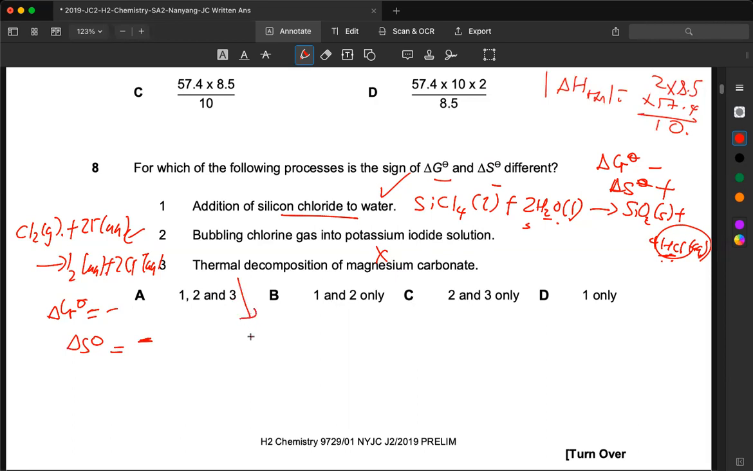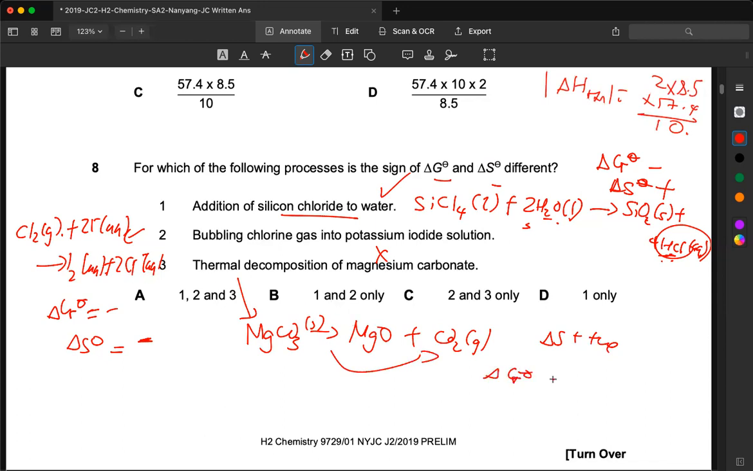Then for the last one, magnesium carbonate decomposes. You have solid, then you have a gas. So entropy-wise it is obviously positive, more disordered. Solid to gas, opposite of the previous one. But this reaction is not likely to happen so easily, so delta G is positive. Negative means likely to happen. So this is out also. The same sign cannot, so it's only D.